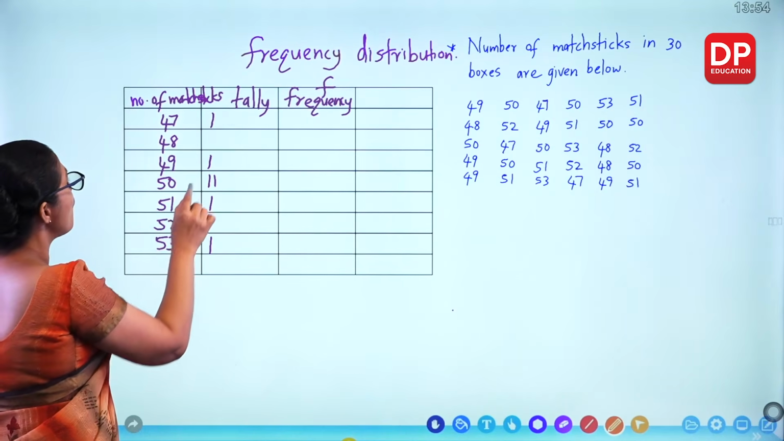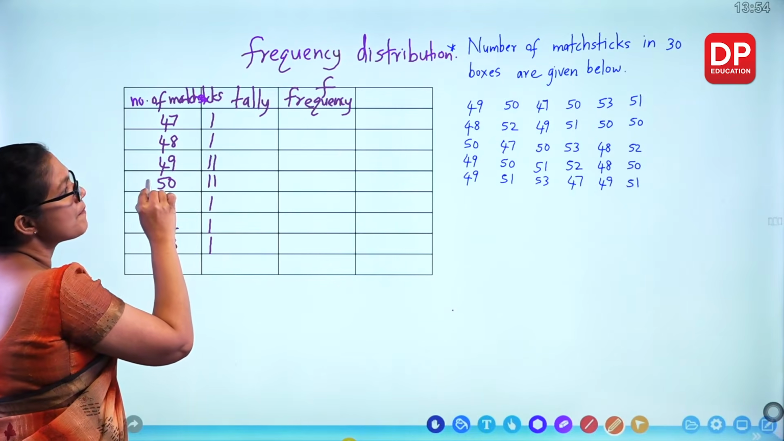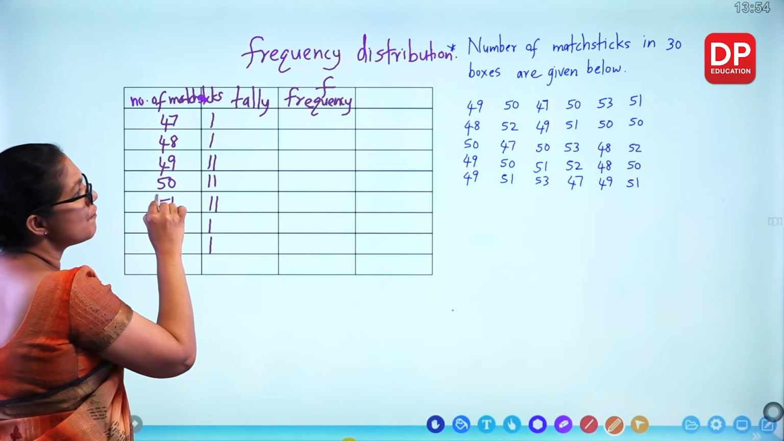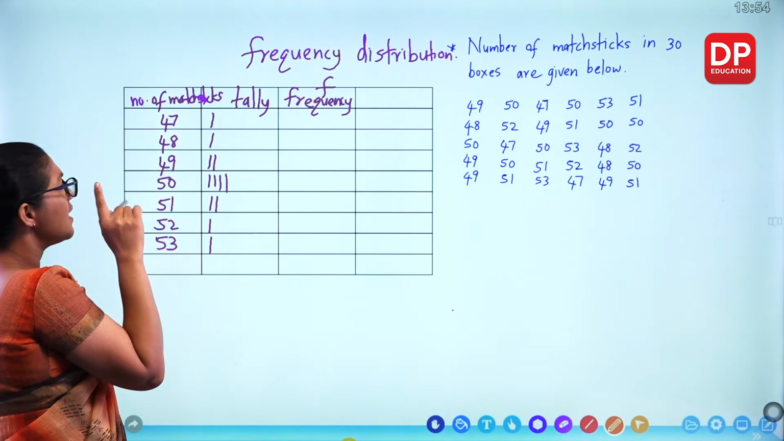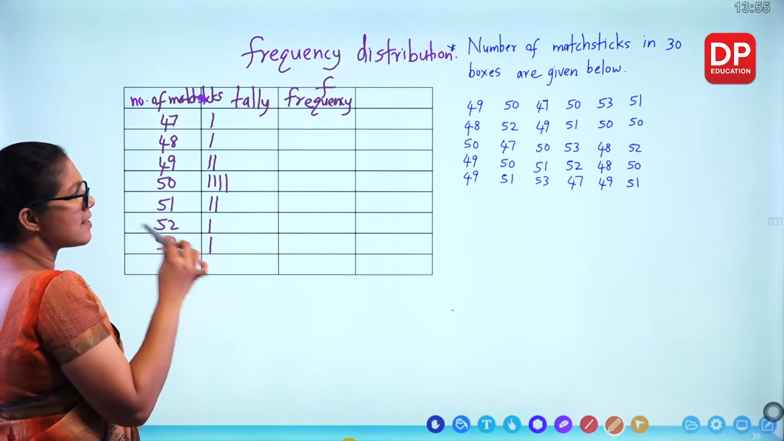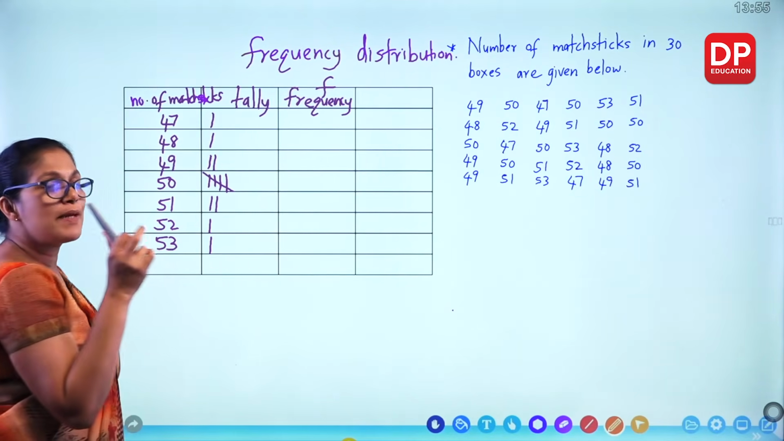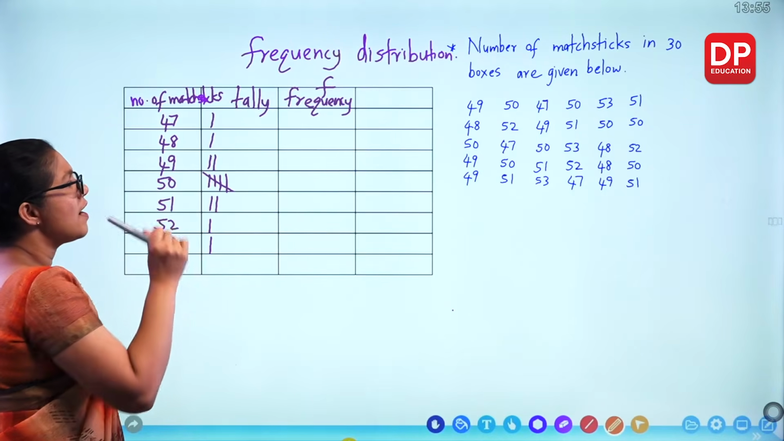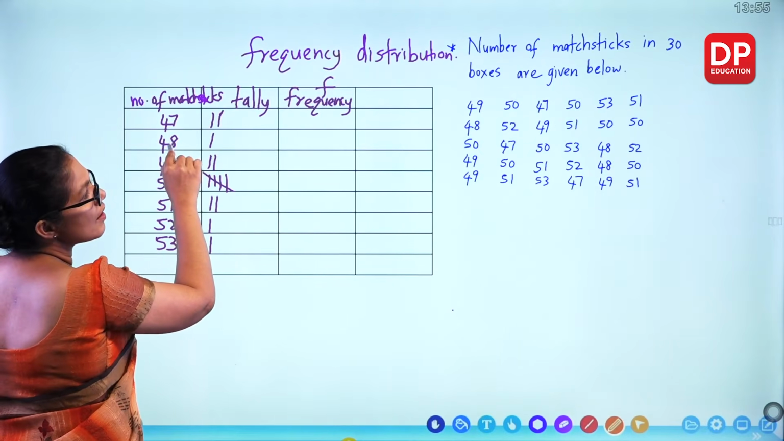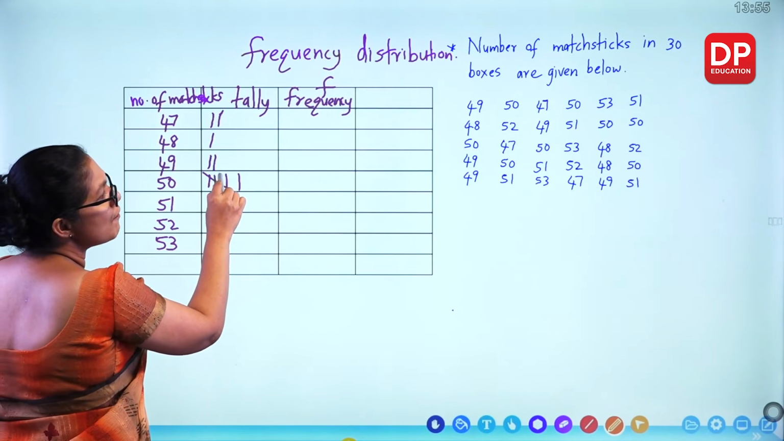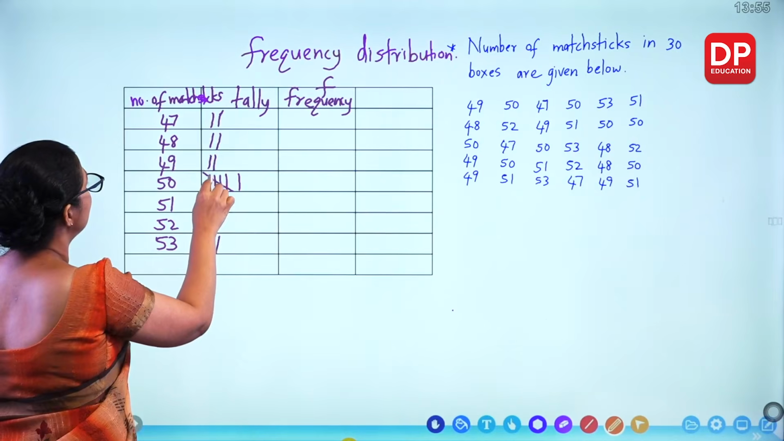Now second row: 48, 52, 49, 51, 50 and another 50. Another 50 comes. When you mark tally marks, we can cross out the fifth one. So I can cross out like this. That means the whole set is 5 outcomes. Next: 50, 47, 50, 53, 48, 52.